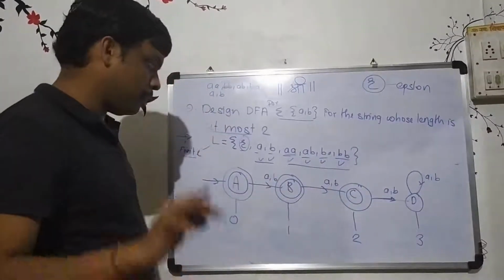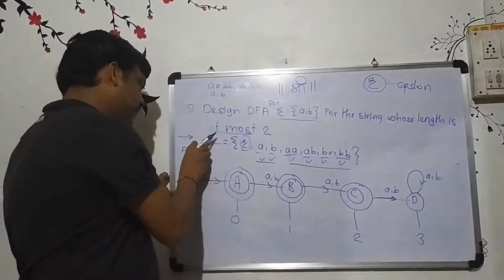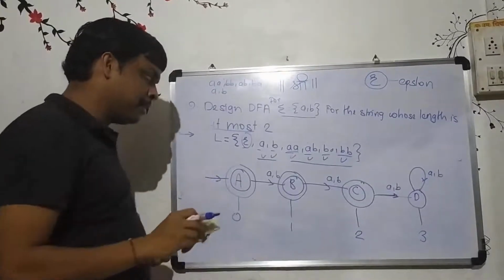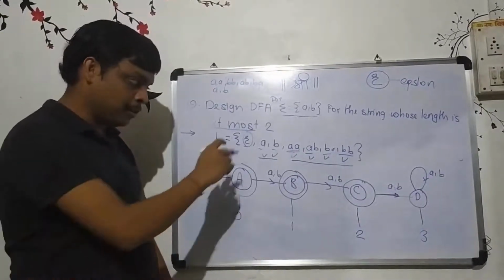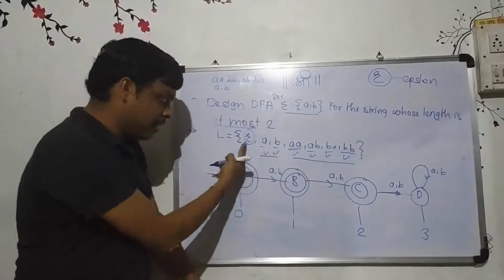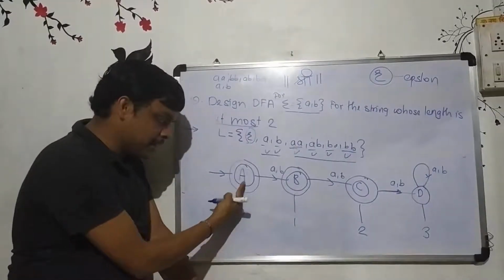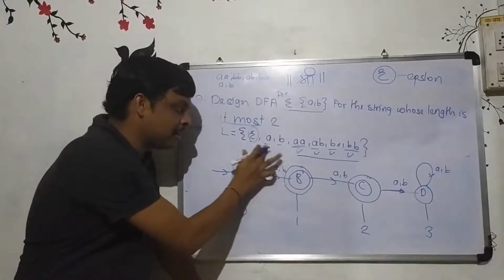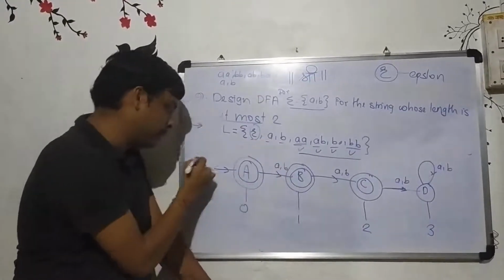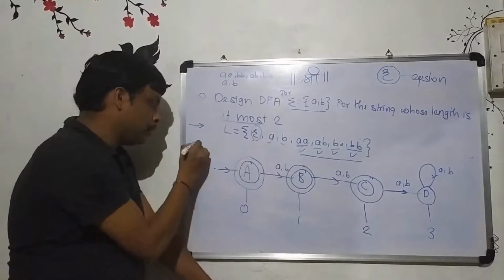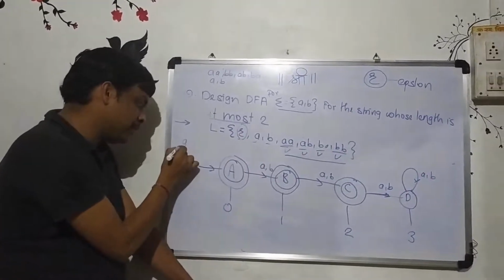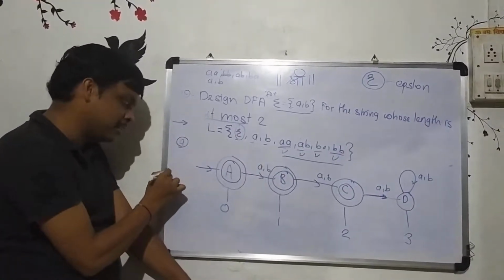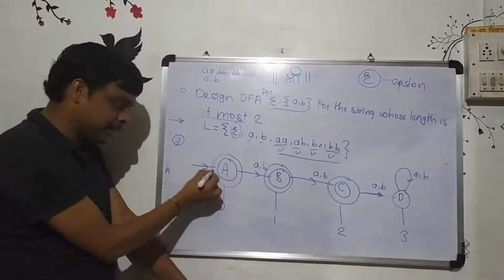Okay. Now let us verify whether the strings which are present in the language are accepted. All strings, let us verify. Epsilon is accepted because the initial state is final. Then the next string which is there in the language is capital A, small a. So the input string is small a. How to check whether this is accepted or rejected? It starts with the initial state, capital A.